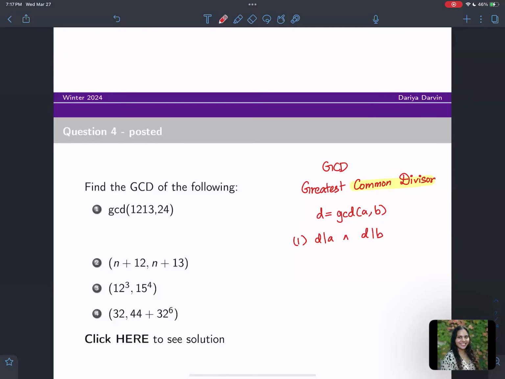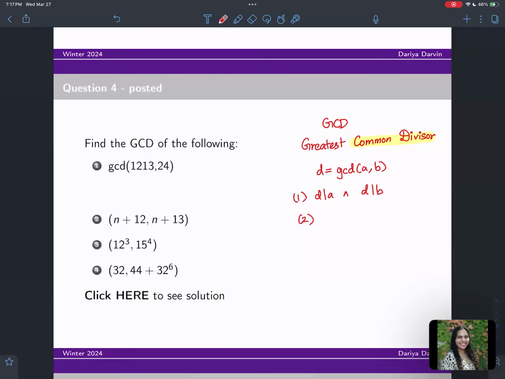So that's the first thing. The second thing is that it's the greatest common divisor. What that means is, if there is another number that divides these two, then that number has to be smaller than or equal to D. So one, it's a common divisor. Two, if there's another common divisor, it's smaller than or equal to this number. So let's see an example. Let's say I have 12 and 18.